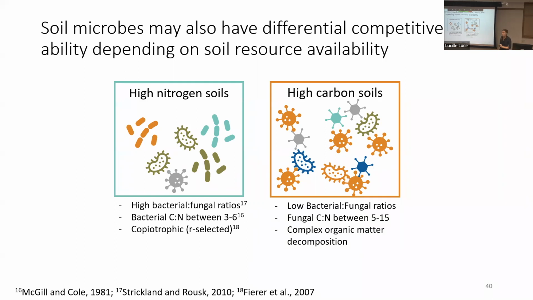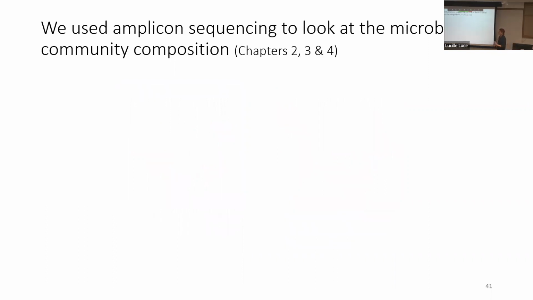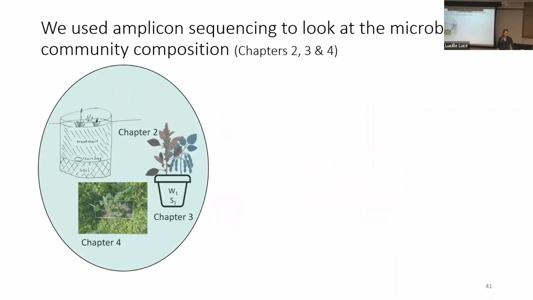microbes. And then in high carbon amended soils, we would expect maybe to see lower bacterial to fungal ratios because fungi have a higher C to N ratio requirement, and potentially with the ability to decompose complex organic matter. And so we wanted to look at the microbial communities in our own soils. And we did this using culture independent methods. So we didn't grow these microbes in the lab. We just were able to look at the microbes that had grown in our soils during our experiment.